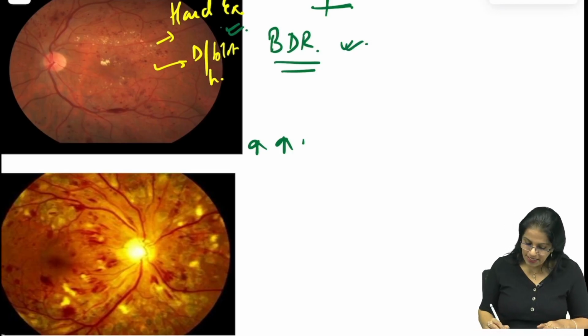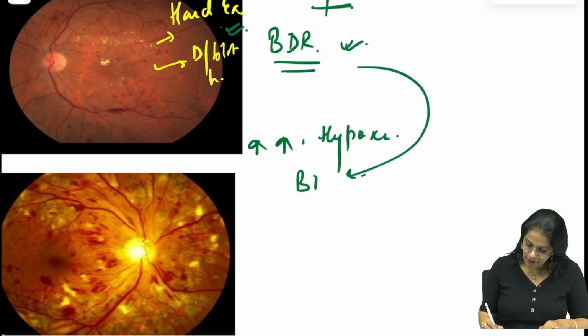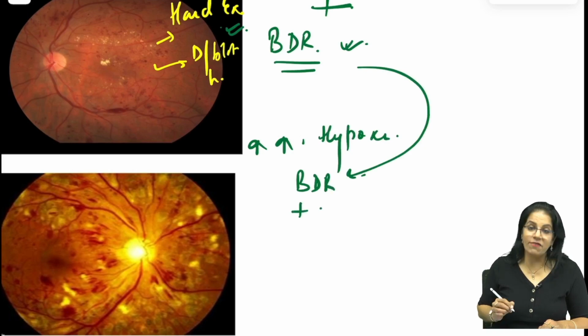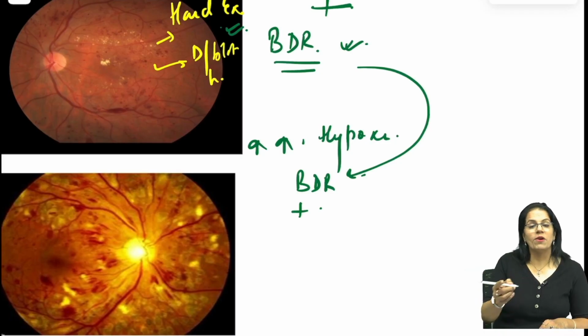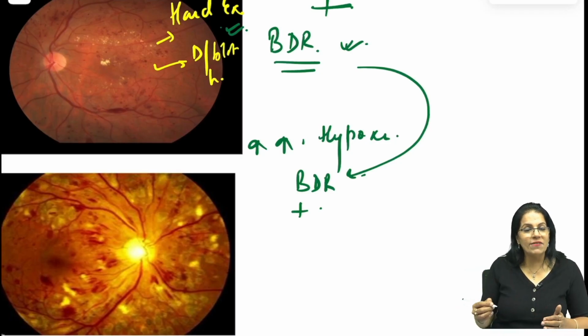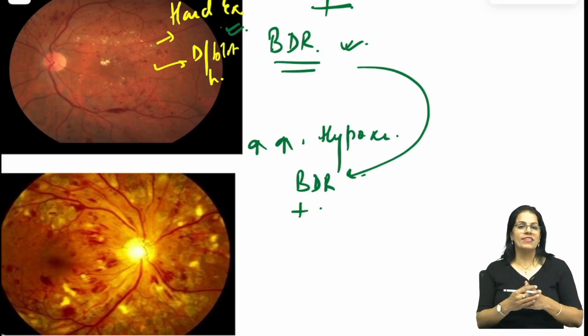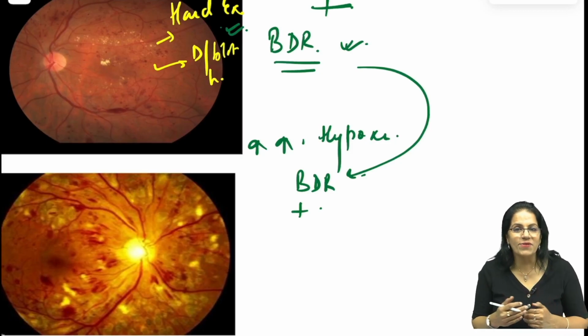Next we talk about more hypoxia. Now apart from all the features of BDR, we are getting some additional features which indicate that now the hypoxia is more. This is just the pre-proliferative stage. What are those indicative features? I am not writing. Let us quickly cover it up. Listen, you can write of course.